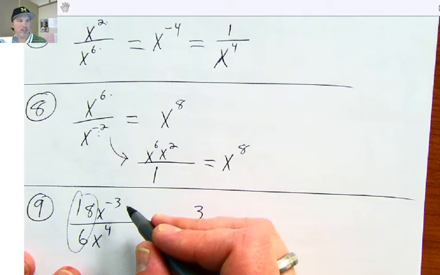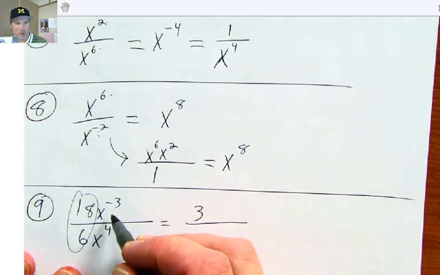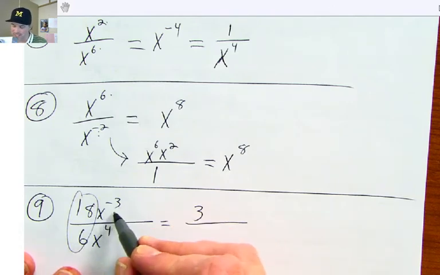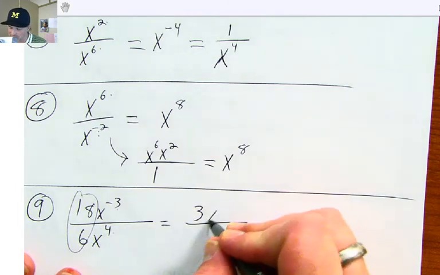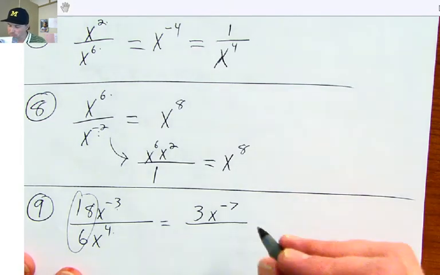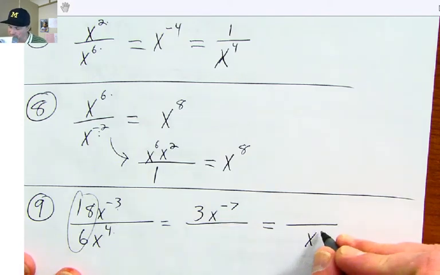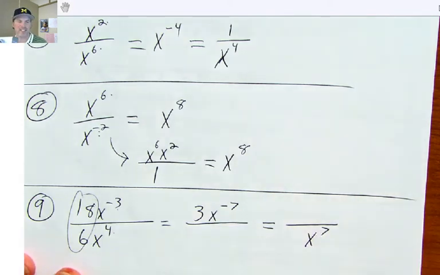Sorry, I'm trying to figure out what's the best way to present this. If you follow boring old quotient rule, which I wouldn't in this case, negative 3 minus 4 is negative 7. So we end up with 3x to the negative 7, which means that our final answer, we can't have a negative exponent in our answer, so we can bring the x to the denominator and it becomes positive 7.